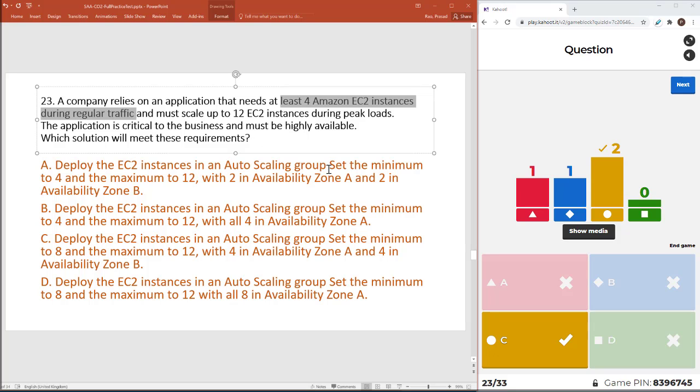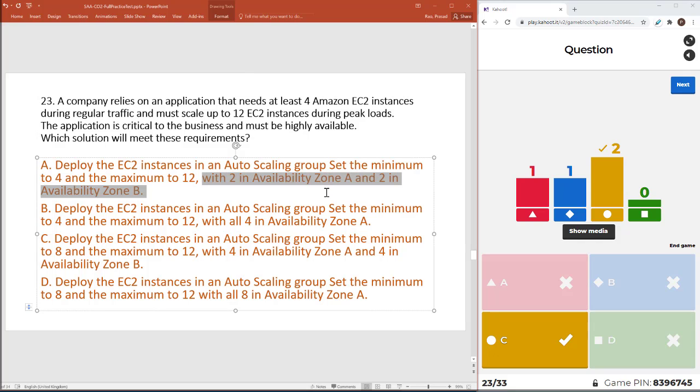The first option, with 2 in one availability zone and 2 in the other, doesn't work. The reason is that if one availability zone goes down, you'll have only 2 running, and we need at least 4 running. With all 4 in availability zone A, no way, because if availability zone A goes down, then you will have 0 instances running. This one says 4 in one and 4 in the other. Great. So overall 8 are running, and the maximum can be 12. It works well.